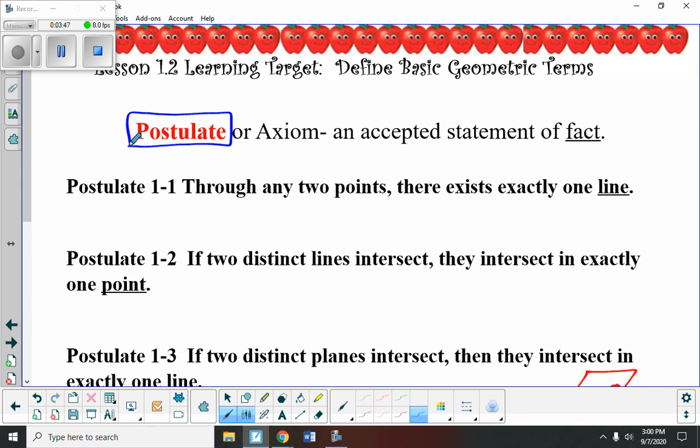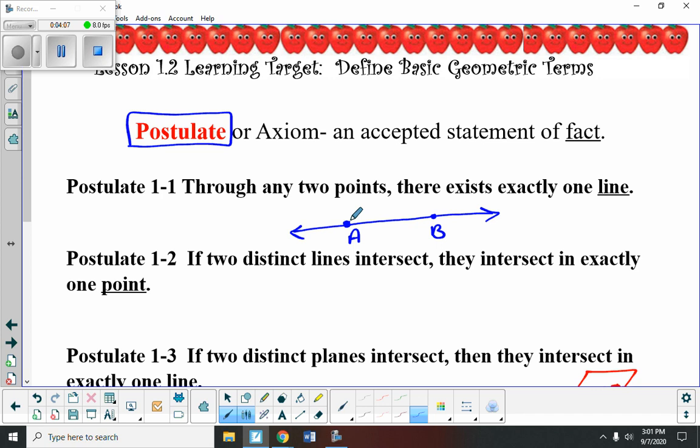The first one says, through any 2 points, there exists exactly one line. And we talked about this in our previous lesson. So if you have 2 points, you can draw exactly one line that will go through both points. There's only one line that will hit both points. Okay, so that's a postulate. That's your first postulate.